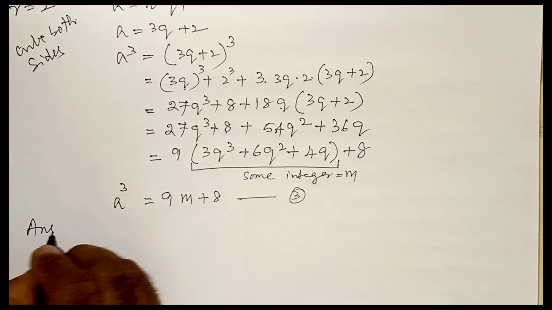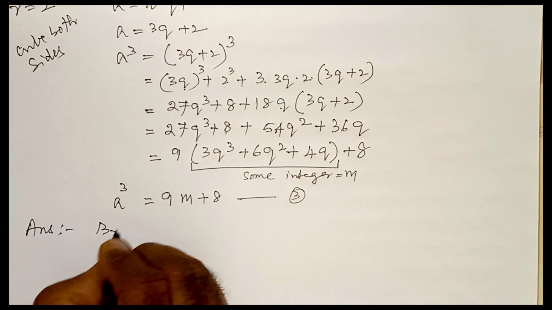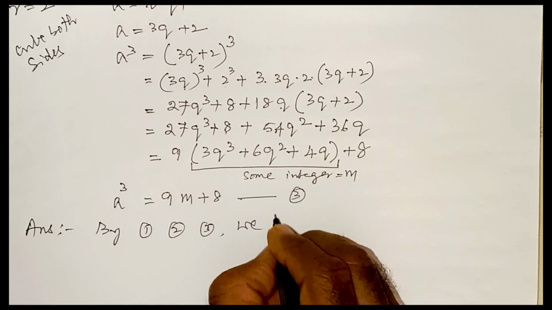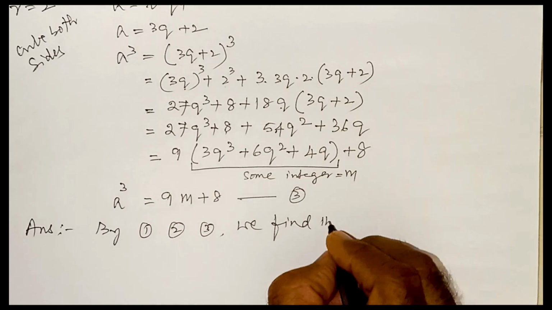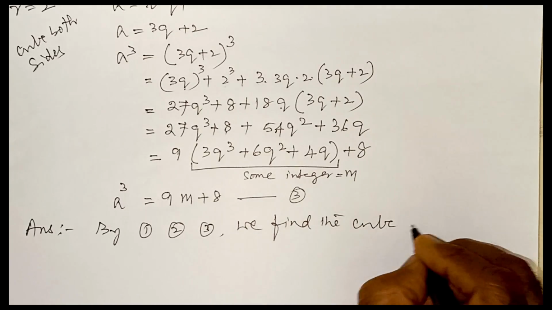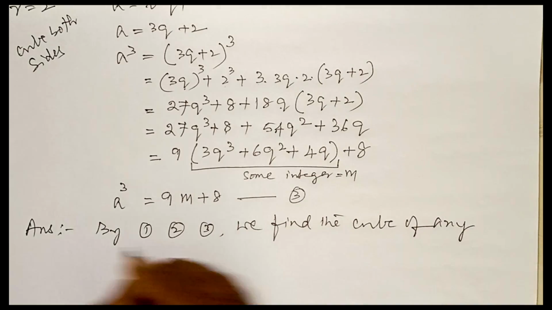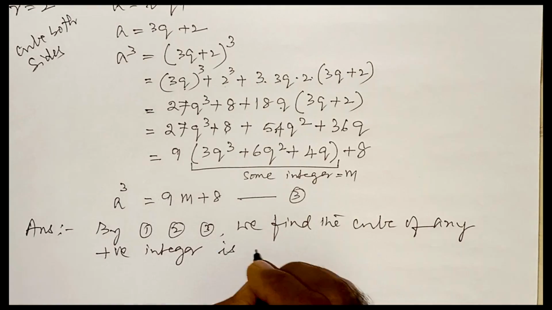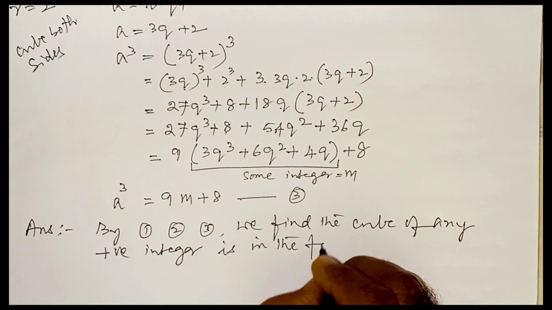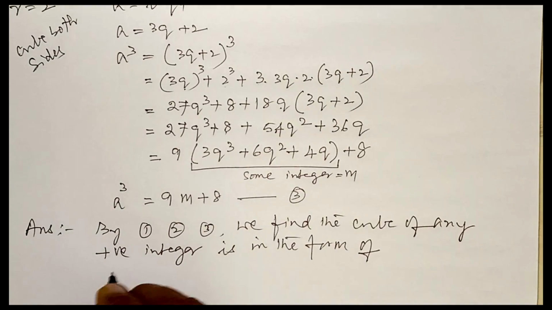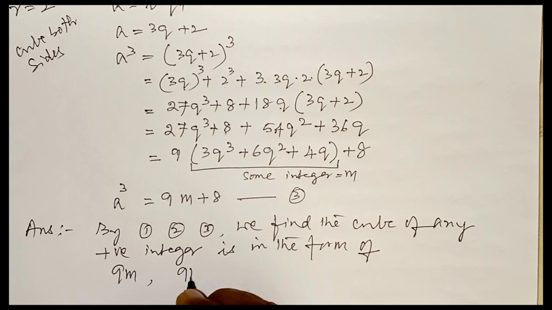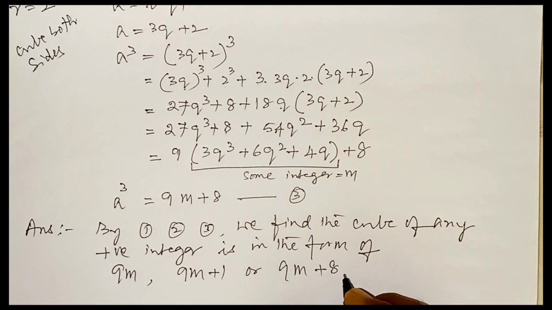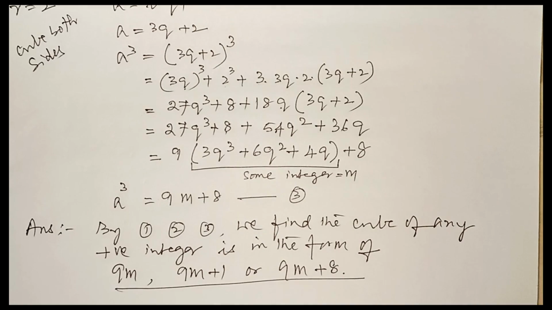The answer is, we can write down by observations 1, 2 and 3. We find the cube of any positive integer is in the form of 9m or 9m plus 1 or 9m plus 8. We have arrived at the answer.